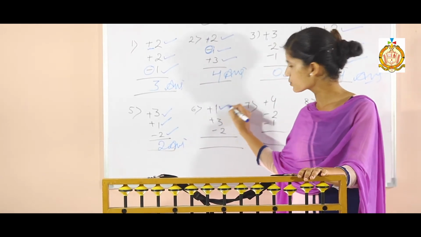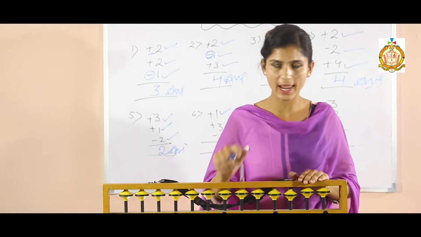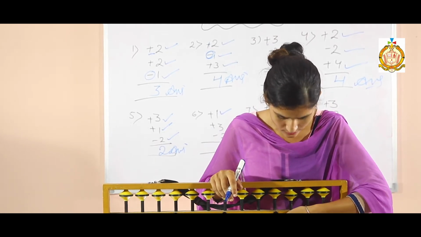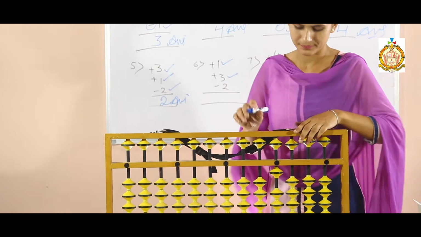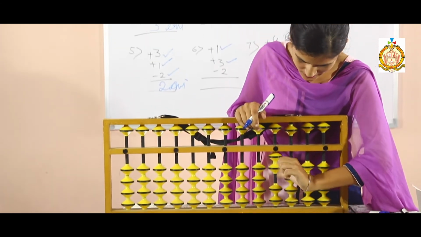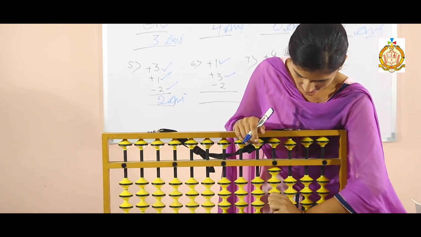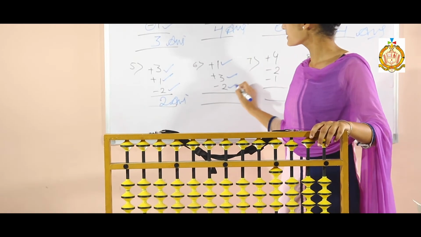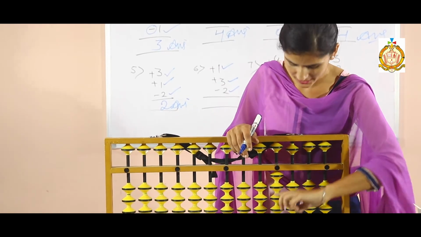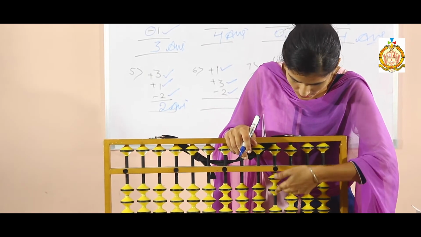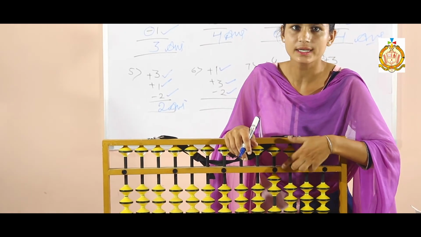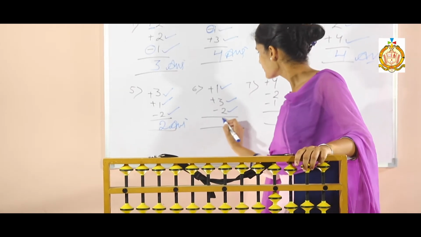Now your sixth sum is add 1. Firstly we are going to add 1, so 1 is added. Now add 3. Always add lower beads with the help of thumb. Add 3. Now minus 2. Minus 2 with the help of index finger. 1, 2. How many beads are there? 2. 2 beads are touching this answer line. It means 2 is the answer of this sum.